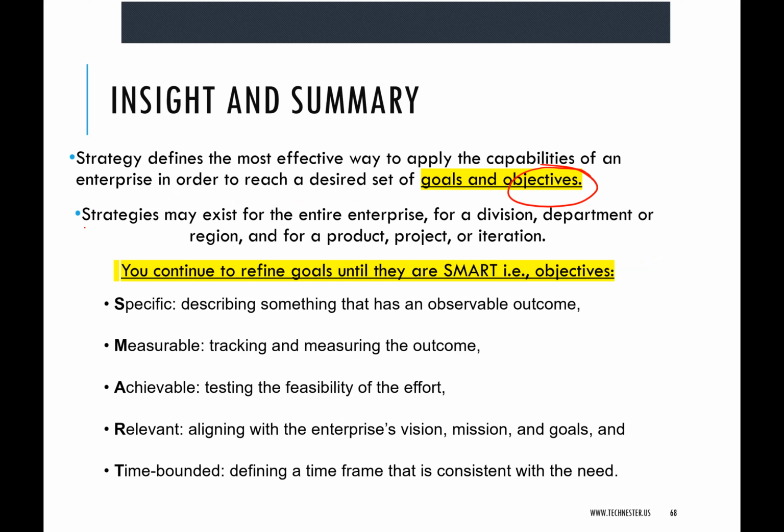Now, we're still talking about strategy, but I just want to mention that strategy and strategy analysis does not necessarily have to mean you are looking at a big problem that affects an entire organization.